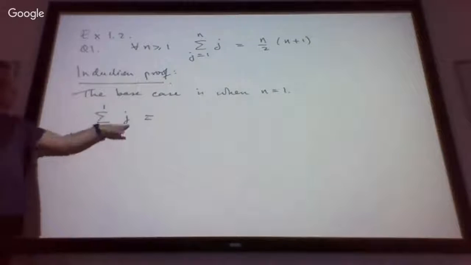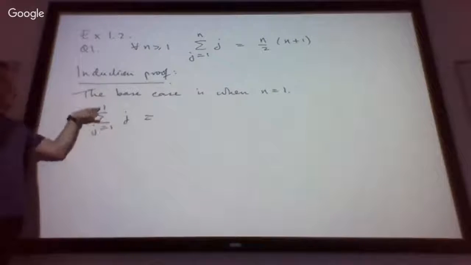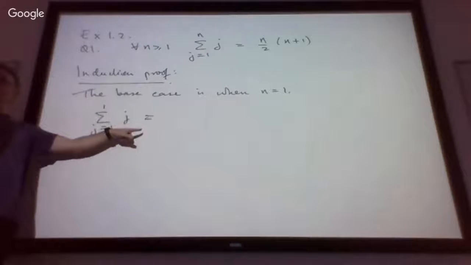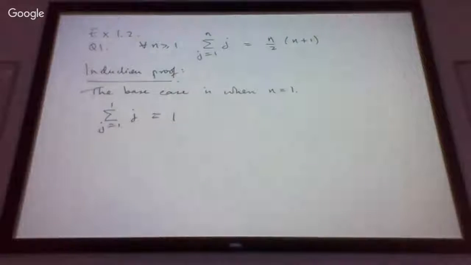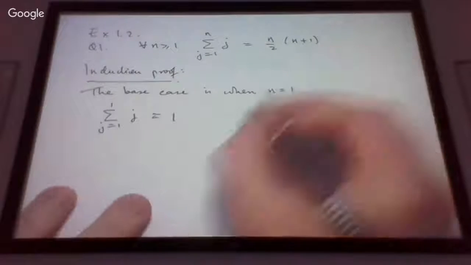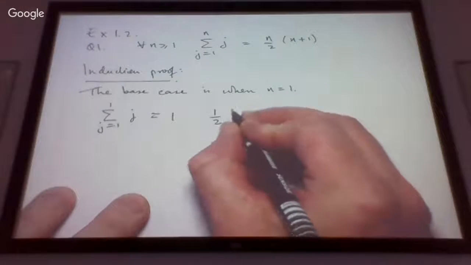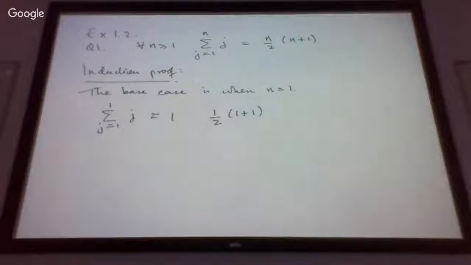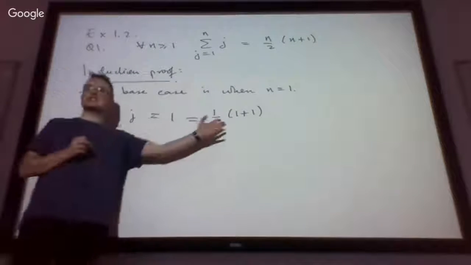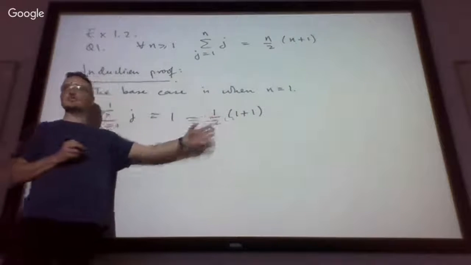So what do you get when you add up all the j's, starting at 1 and ending at 1? What do you get? 1. It's just j equals 1. Nice and simple. What do you get on the right-hand side? Well, when n is 1, you've got a half of 1 plus 1, which is, of course, equal to 1. So it's really just a patient, careful observation.